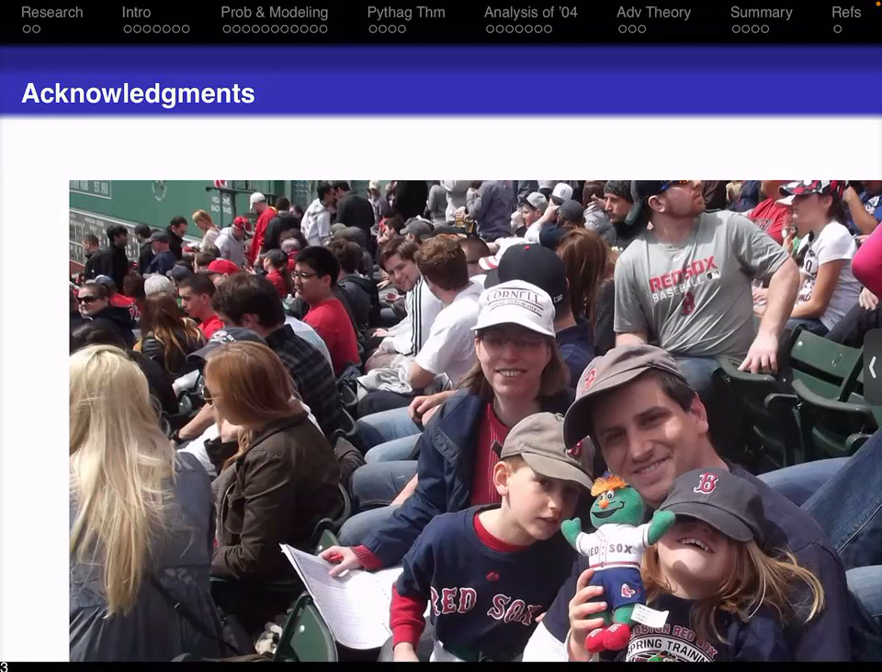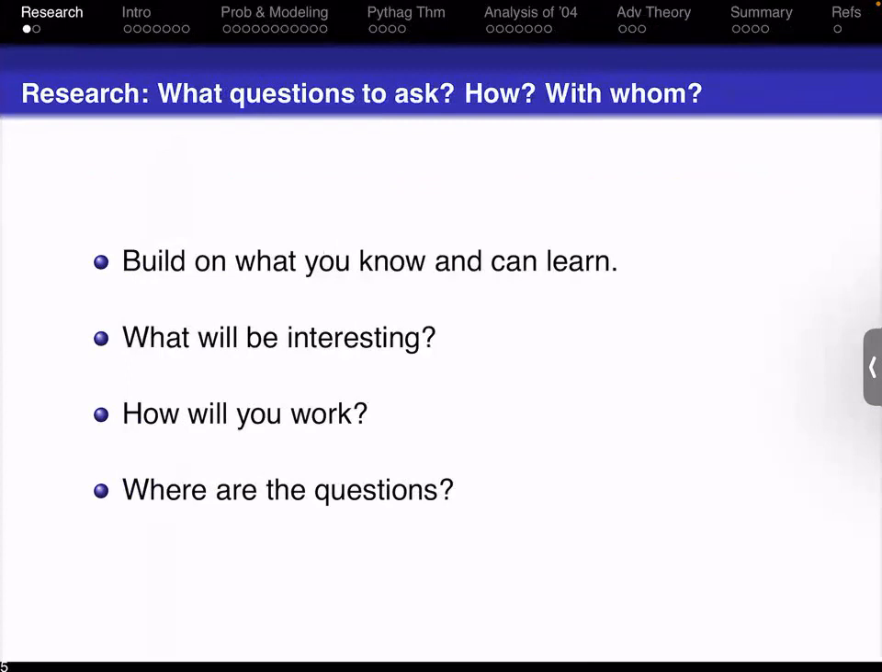All right, so just a couple of general thoughts on how you do research, because a lot of this has led to papers with students, presentations, senior theses. Build on what you know and what you can learn. So what skill sets do you have? What are your strengths?